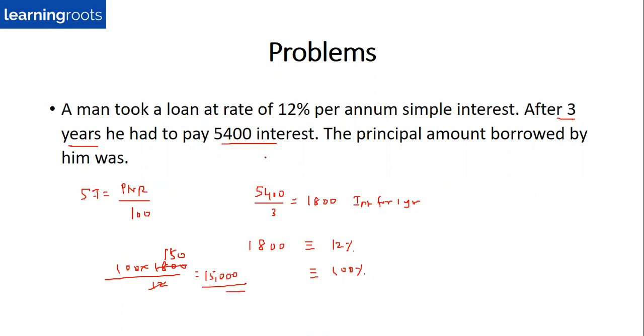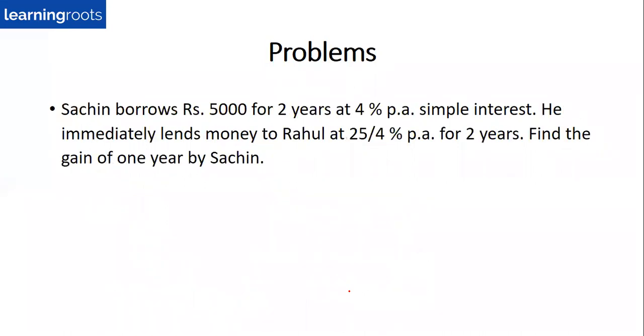Okay. So what I did was just look at the interest, find interest for 1 year, and whatever rate of interest. So you're basically finding 12% of something, which is 1800 as the interest. So what is 100% of something, which is nothing but the principal. Okay. So this is one way in which you can solve this. Of course, if you do PNR, you will get the same answer. Try this one.